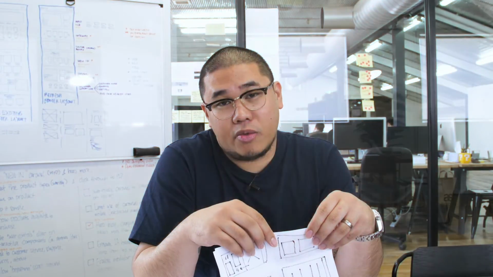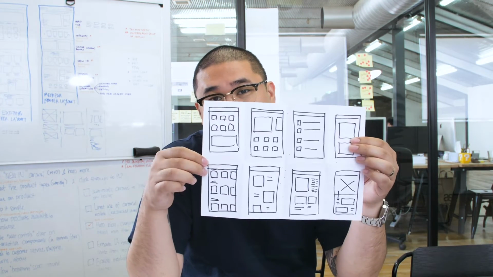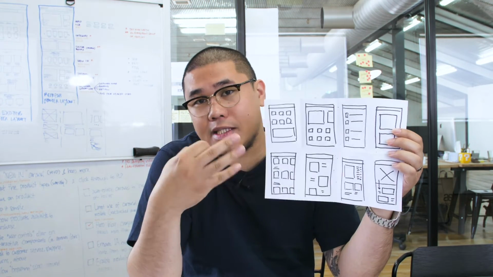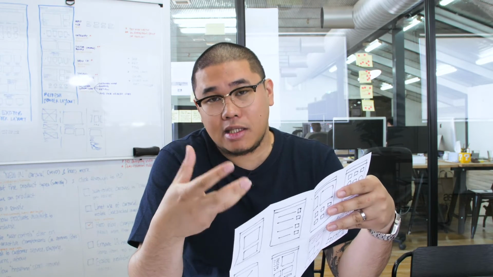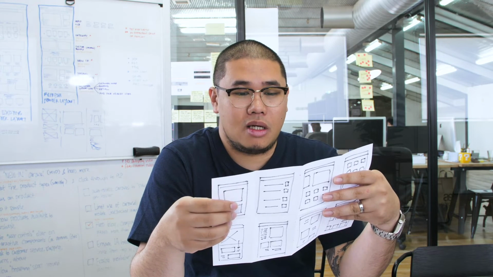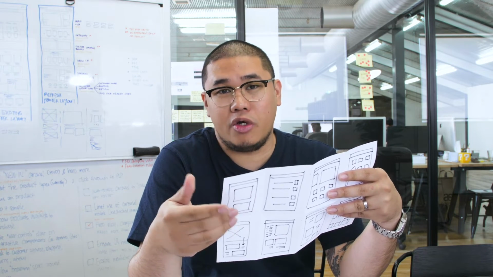So now that we're done with the Crazy 8s, you'll have something that looks like this. You may even have 3 sets of this. And those 3 sets, in my case, let's just say that I'm developing a product that involves a listing page, a dashboard, and a checkout.